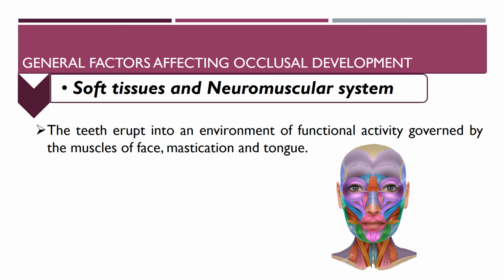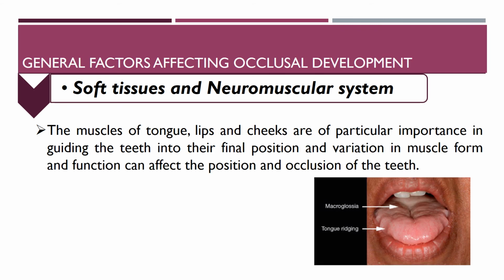The muscles of the tongue, lips, and cheeks are of particular importance in guiding the teeth into their final position, and variation in muscle form and function can affect the position and occlusion of the teeth. All muscles exert their influence by their sites of origin and insertion. Since the origins of these muscles are mainly on the basal bone, the position of the jaws must affect the position and action of the muscles which function on the teeth.